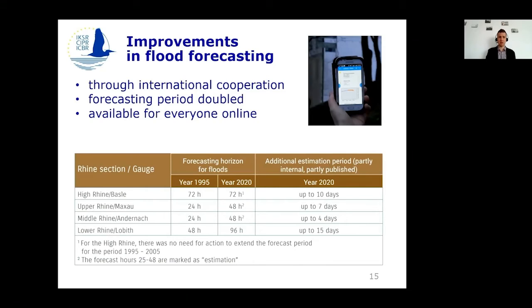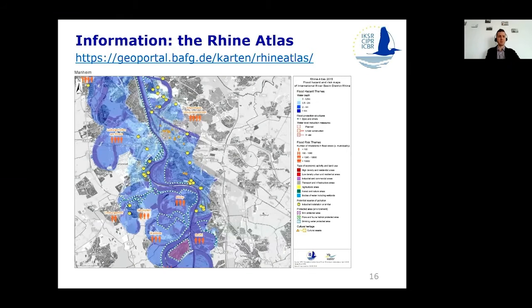Another topic we are working on is the improvement of flood forecasting and flood warning. With our continuous effort, we have achieved to double the forecasting period for most river sections of the Rhine since the 1990s. This is crucial, and this is really important in order to inform the population via apps or on the internet, in order to enable them to prepare themselves against a flood event.